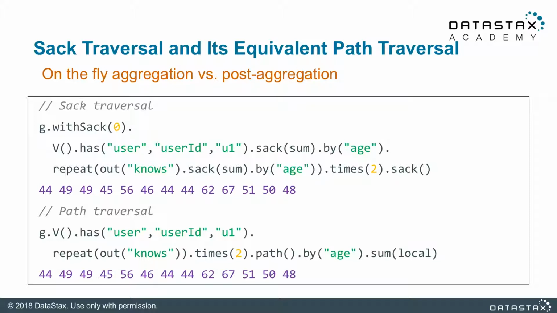Lastly, we call path and represent all of the objects in the traversal stream by their age. Then we apply a sum to each traverser locally. The use of local here makes sure that each of the 13 traversers sum up the ages in their individual path, instead of summing up all of the ages observed across the full graph. And as we hope, we see the same 13 ages as before.